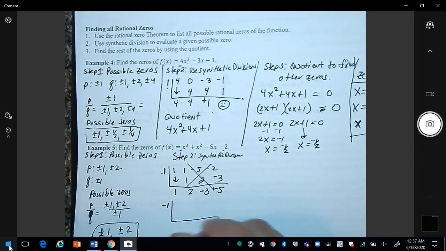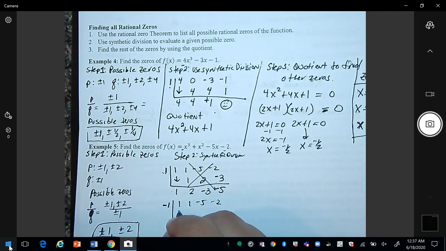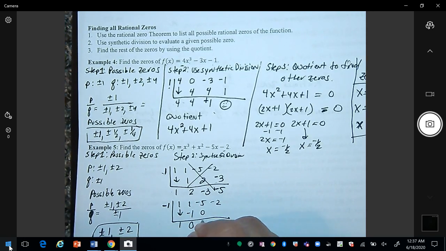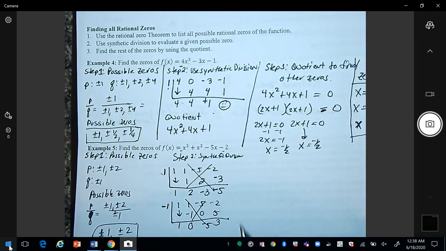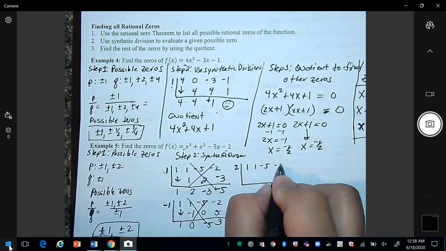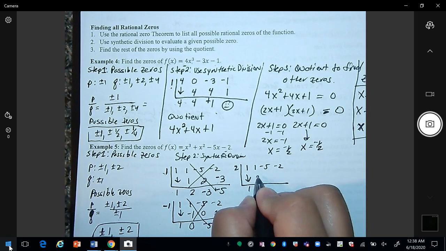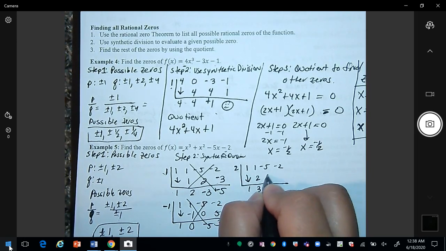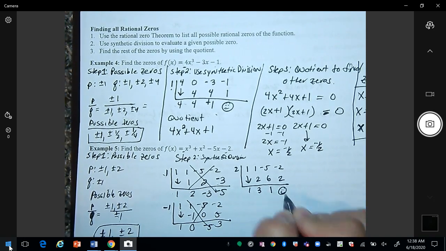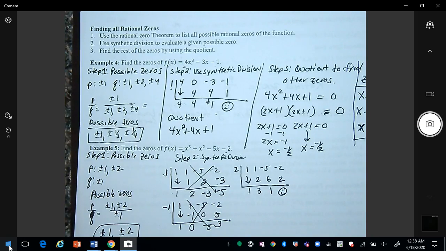So then I try negative 1. Bring down the 1. 1 plus negative 1 is 0. Times that is 0. Negative 5 times 1 is positive 5. So that doesn't work either. And so let's try 2. Bring down the 1. 2 times 1 is 2. Plus 1 is 3. 3 times 2 is 6. 6 plus negative 5 is 1, times 2. So we get 0. So the number 2 is a zero.